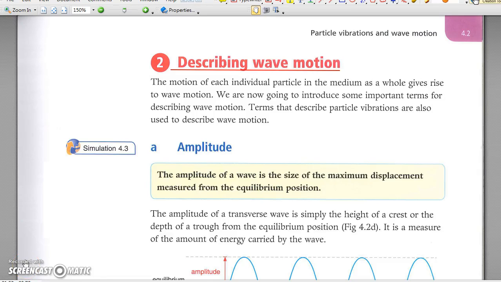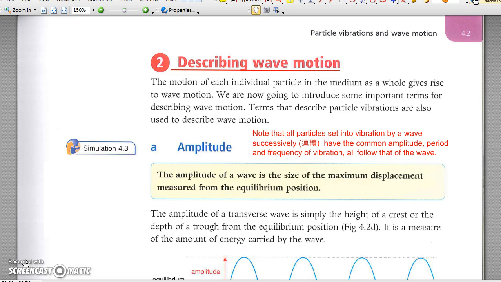2. Describing wave motion. When particles are set into vibrations by the wave successively, they have a common amplitude, period, and frequency. Their amplitude, period, and frequency follow that of the wave because it is the wave that sets the particles into vibrations.